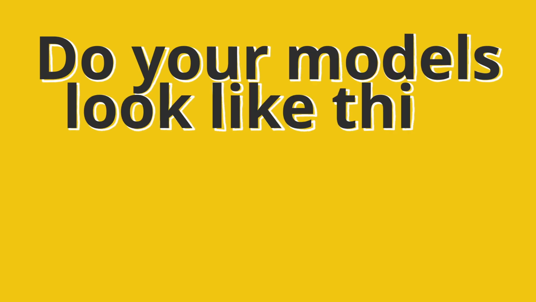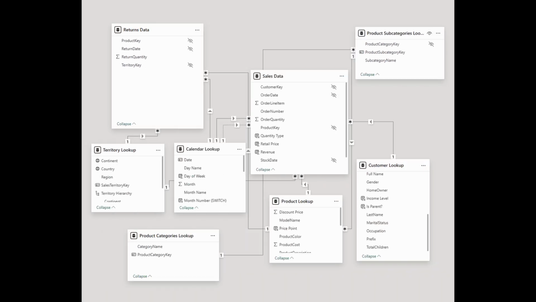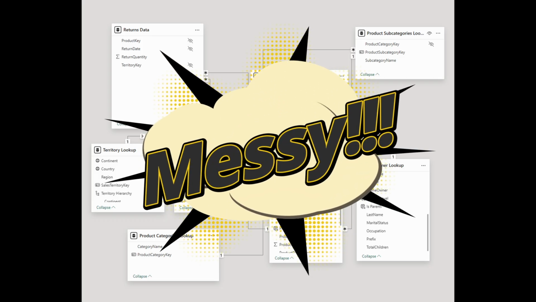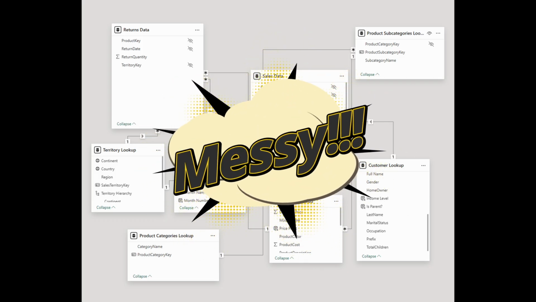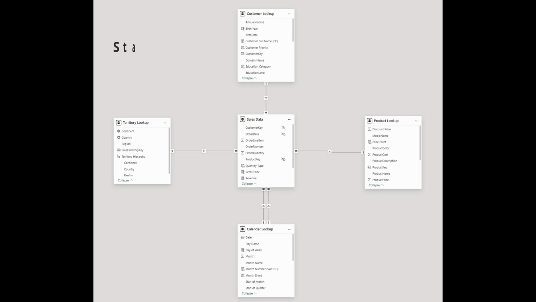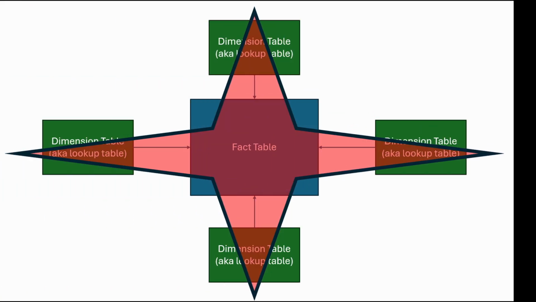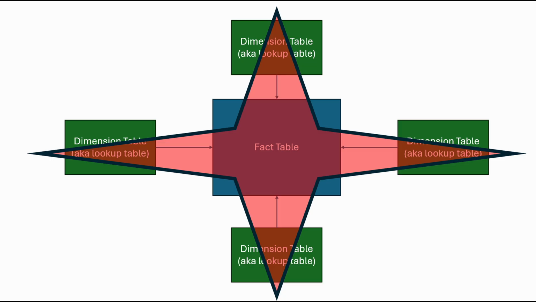If your Power BI model looks like spaghetti, your numbers and visuals are probably going to be wrong. Let me show you the simple design that fixes everything in under 2 minutes. This is the Star Schema, and it's the key to accurate visuals, simpler DAX, and a model that just works.